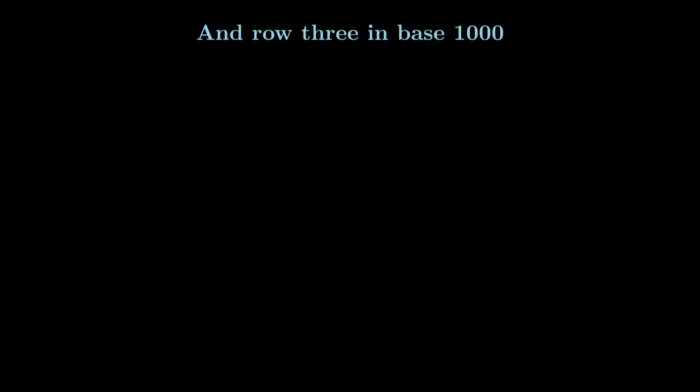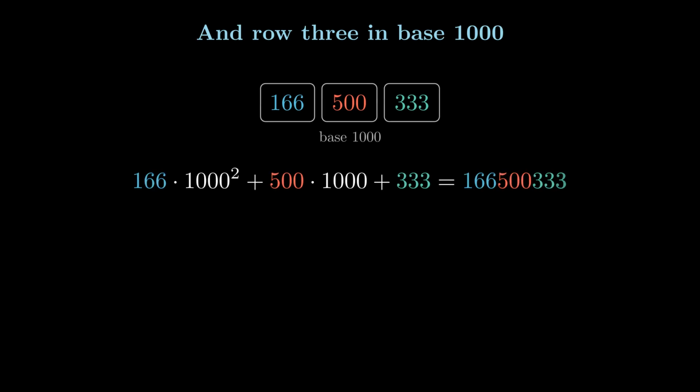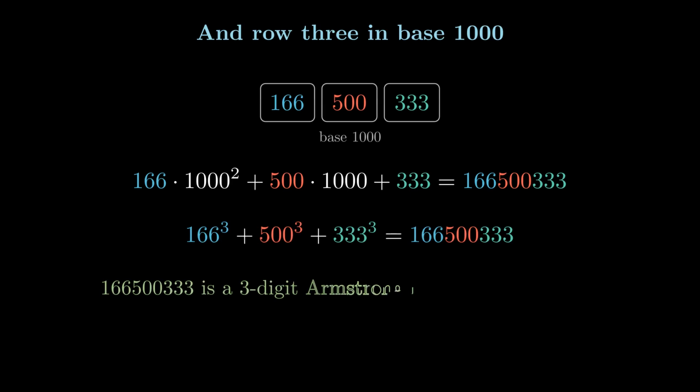Another instance of this pattern is in base 1000. The digits here are 166, 500, and 333. The same pattern holds again. The cubes add up to exactly the original numbers concatenated together. This gives us a three-digit Armstrong number in base 1000.